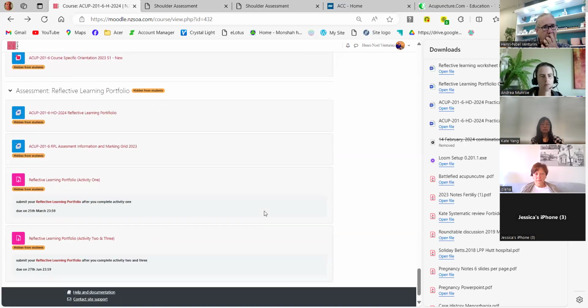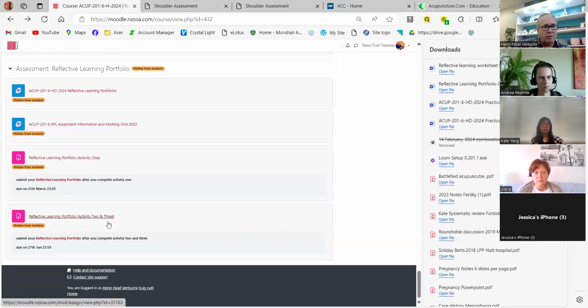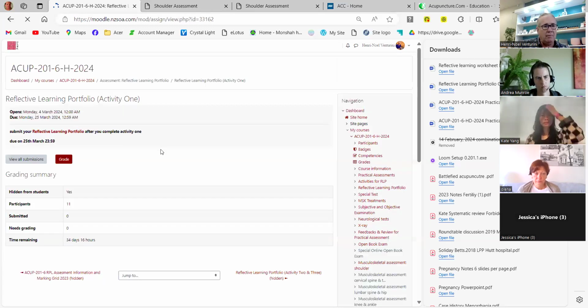You understand there's the reflective portfolio activity 1, which I'll open up. There's reflective portfolio 2 and 3, which I'll open up. So that's where you're going to lodge the reflective portfolios. When you do your reflective 1, you go there and lodge it. When you do 2 and 3, you go in there and lodge it. To give you an idea, the time frame is by the 25th of March to lodge the first reflective portfolio. So there is plenty of time.